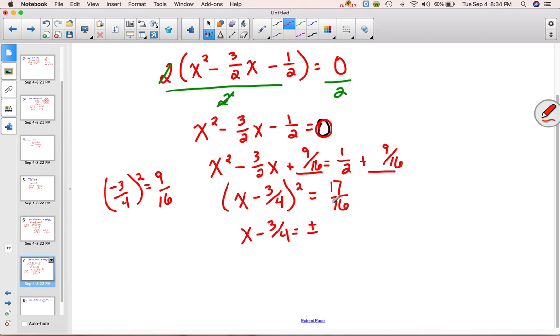plus or minus the square root. If I square root this whole thing, then we get the square root of 17, which I'm going to leave because it's not a perfect square. The square root of 16 is 4. So then as my last step, I can add 3/4 to both sides. So I get 3/4 plus or minus the square root of 17/4. So there's my answer. Again, probably not the method that you're going to choose, but I want to make sure that you at least practice a couple of those.